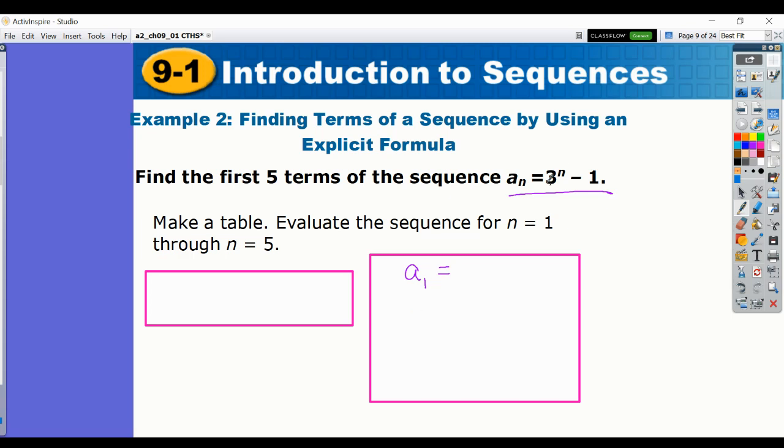So if n is 1, I just have to put a 1 in there. And if n is 2, I have to put a 2 in there because that's just n. It's not the previous term this time. It is the term number that I'm looking for. So all I have to do is plug it in. So to finish this problem, just type these in your calculator or whatever, and we would have our first 5 terms.